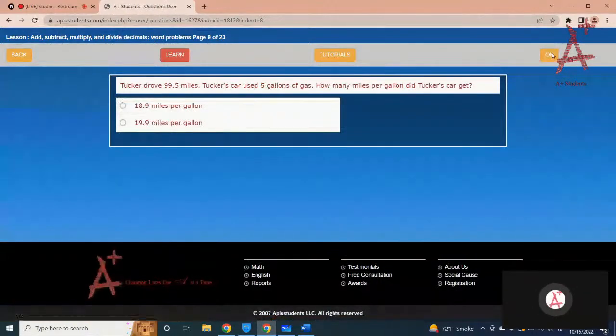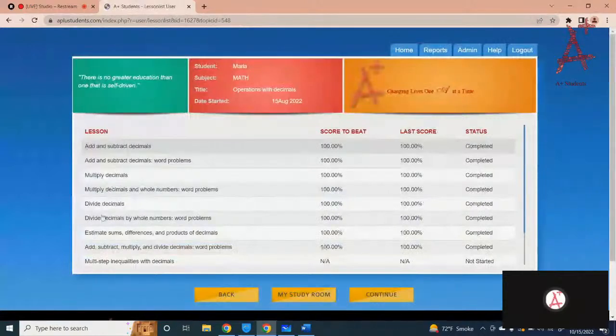Okay, so you can complete the rest of the questions by yourself later today. We have covered 4 topics today: divide decimals by whole numbers, word problems; estimate sums, differences, and products of decimals; add, subtract, multiply, and divide decimals; and word problems. Got it? If you need more help with the topics, you can contact any tutor on Skype. They are available from Monday to Friday, 5 to 9. Got it? So that's all for today.